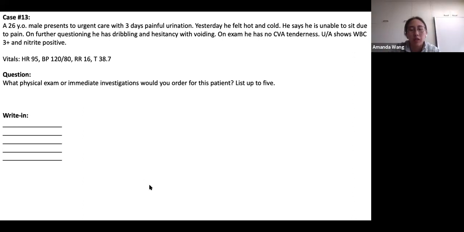Yeah, and that's part of the Rome criteria for IBS, right? The pain improves with defecation. That's right. That's the classic finding for IBS.